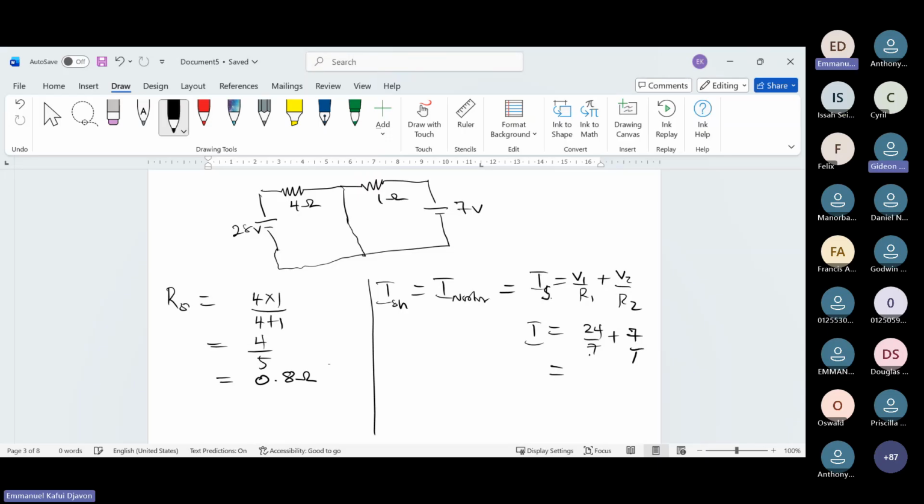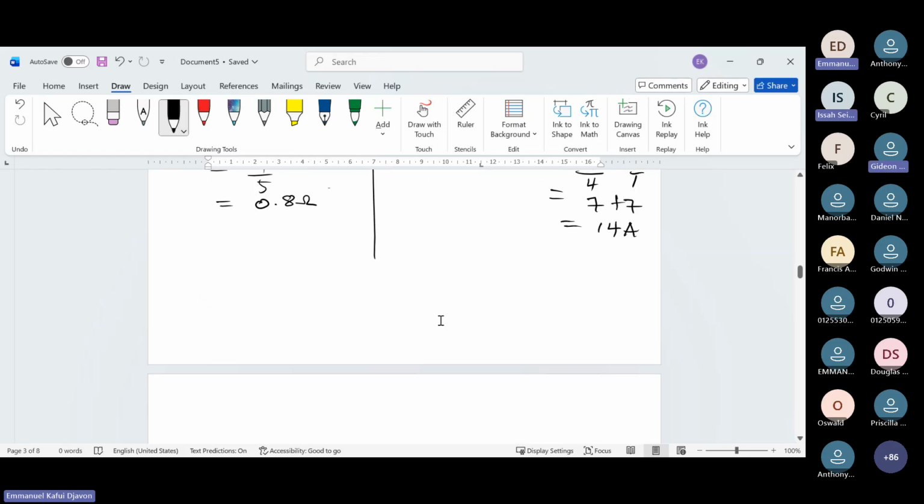This will give me what? 28 all over 4, which is 7. So 7 plus 7. Am I right? So we get 14 amps as the current.